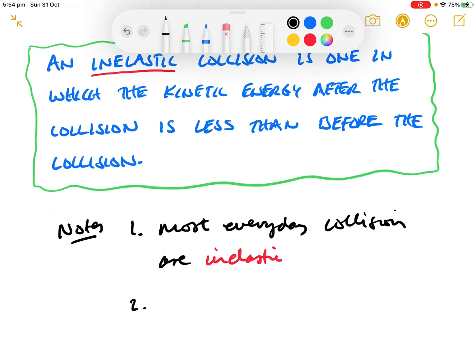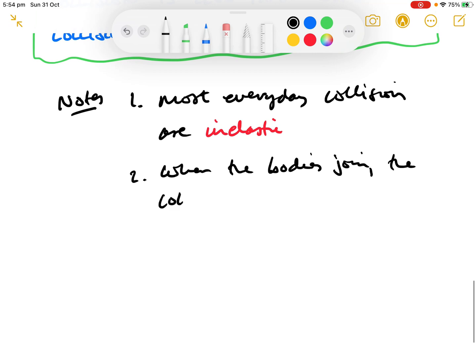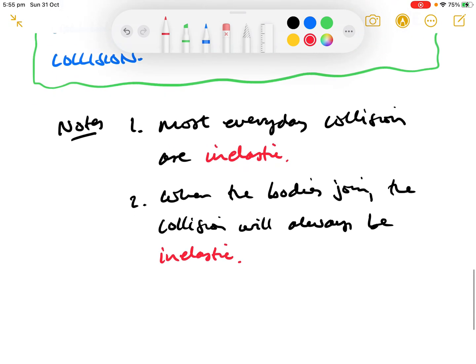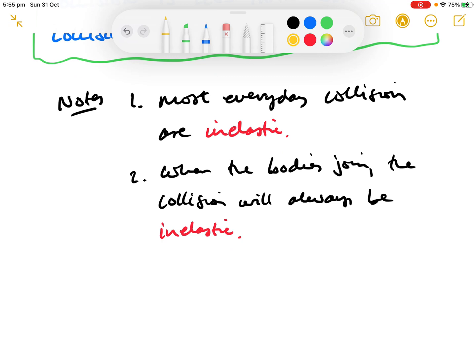And second note here is when the bodies join, the collision will always be inelastic. And again, that's because when they join, there will inevitably be friction, which causes a loss of energy as heat. So that covers inelastic collisions.